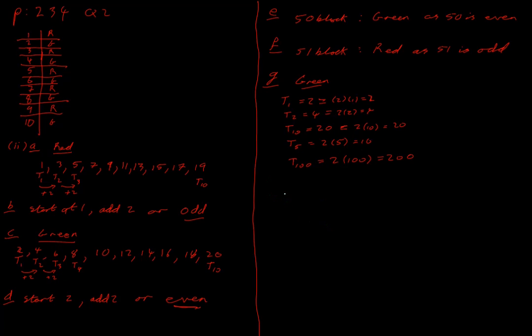Now, let's see about H. Well, if I look at H, if I look at my lists here, my first term is 2 in my green list, and my first term is 1 in my red list. My second term is 4 in my green list, and it's 3 in my red list. And I see that this pattern continues all the way up. If I have a number in my green list, I'm 1 less in my red list. So my reds are always 1 less than my greens.